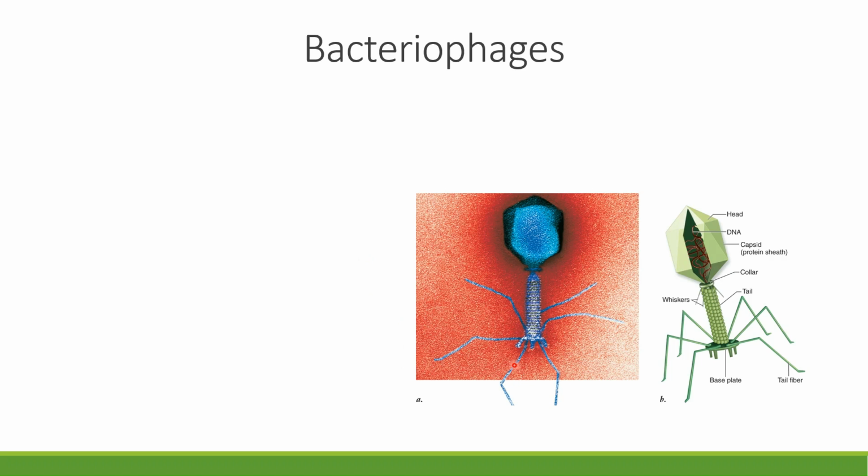There's an estimated 10 to the 31 different bacteriophages on Earth, which is actually more than there are living organisms, including all of the bacteria combined. If you ever go swimming in the ocean, you're swimming in water that is teeming with viruses that far outnumber all of the other microbes that are present there.